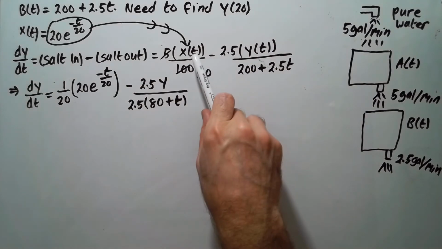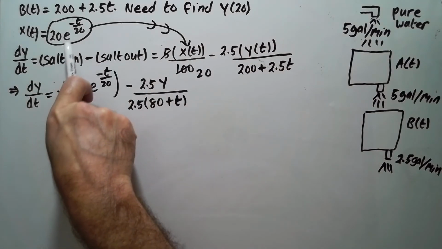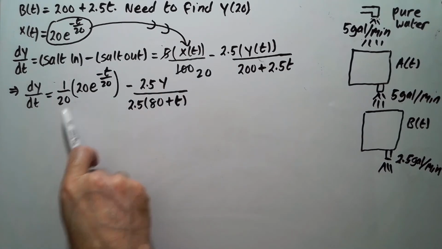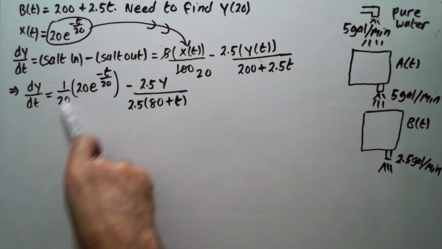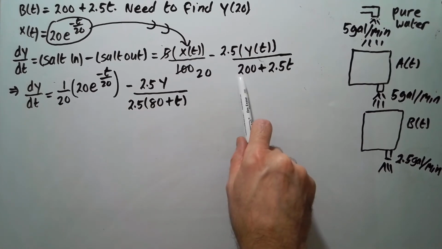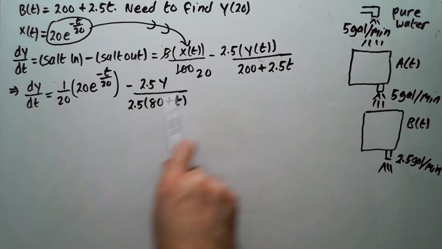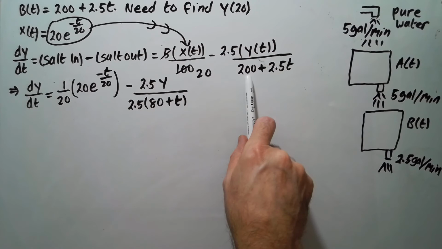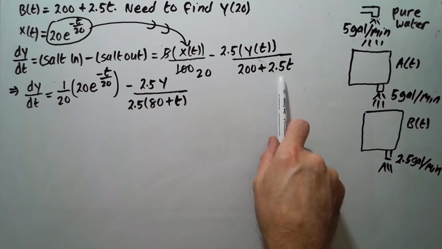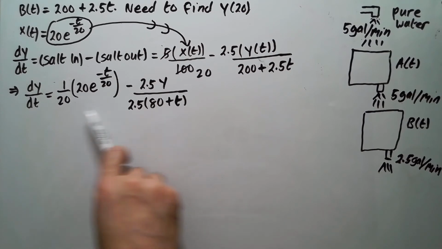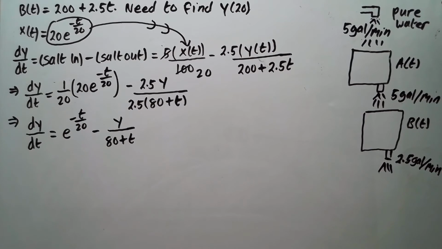Okay, so in place of x of t now, I'm going to write 200 e to the minus t over 20, and 5 goes into 100, so it'll be 1 over 20 times this. The 20s will cancel there. And this guy here on the bottom, I can pull a 2.5 out. So 2.5 times 80, you can check, is 200. 2.5 times t is 2.5 t. The 2.5 will cancel here. So let me simplify it a bit further here. So simplifying it further, we get to here.